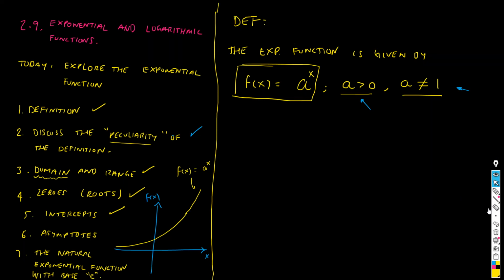So indeed, we have an asymptote, and that asymptote is the line y equals 0. This is the asymptote for any exponential function of this form. Okay, and we're basically done.